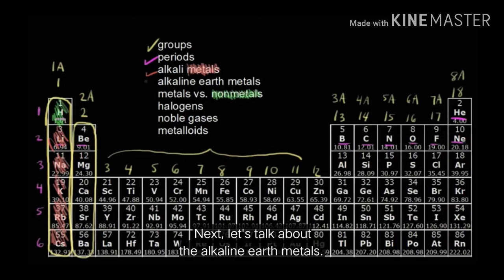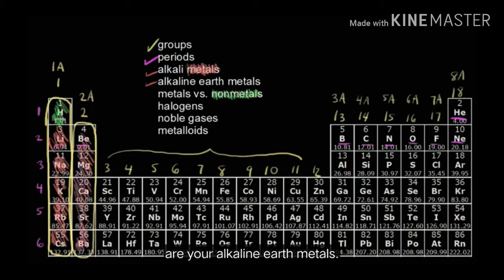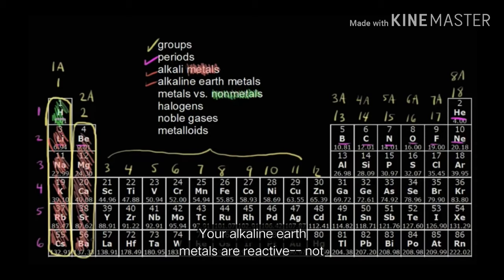Next, let's talk about the alkaline earth metals. So you find those in group 2 or group 2A, so right in here. So things like magnesium and calcium and strontium are your alkaline earth metals. Your alkaline earth metals are reactive, not quite as reactive as the metals in group 1, but you don't find these in the pure state either. You find them in combination with other elements. And so once again, the alkaline earth metals are going to react in similar ways. They have similar chemical properties, and so that's, again, a convenient way of organizing the periodic table into groups.